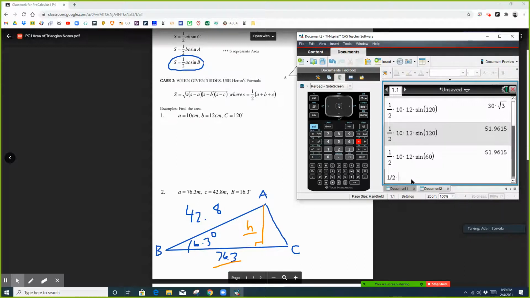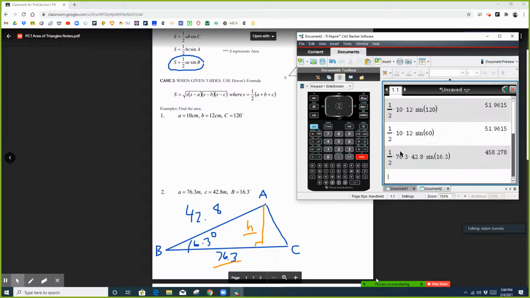In this case, it would be side C, so 76.3 times A, which is 42.8 times the sine of angle B, which in this case was 16.3. And again, I'll put this part in parentheses, and I'll highlight it. This represents the height. That's the base. We'll have base times height. Again, if you did SOHCAHTOA to find the height, that's what you would type in the calculator to get that. All right, so hit enter, and you get your area.